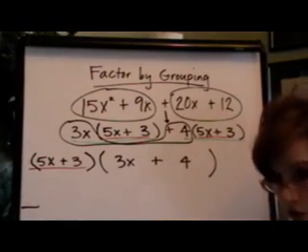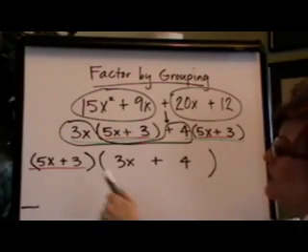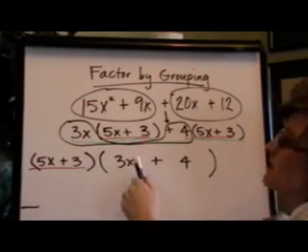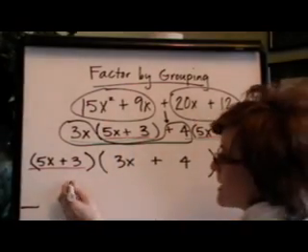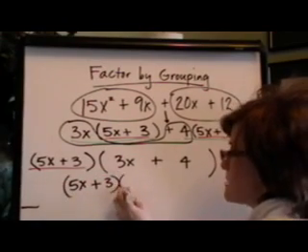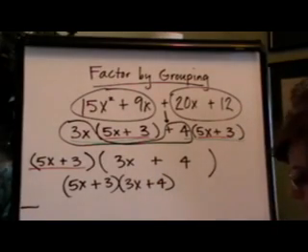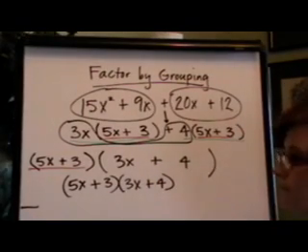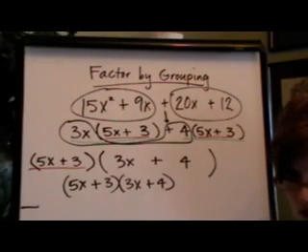Now, this should look like you could FOIL it, and indeed you could. If we FOILed this, it would go back to this. As a last step, many times I will just write it in a little more consolidated or compact way so that it looks like things that I've seen before. And there it is. 5x plus 3, 3x plus 4. When I FOIL that, it will go back to those 4 terms.